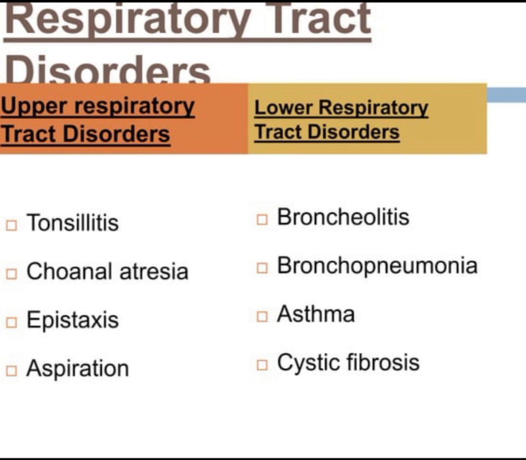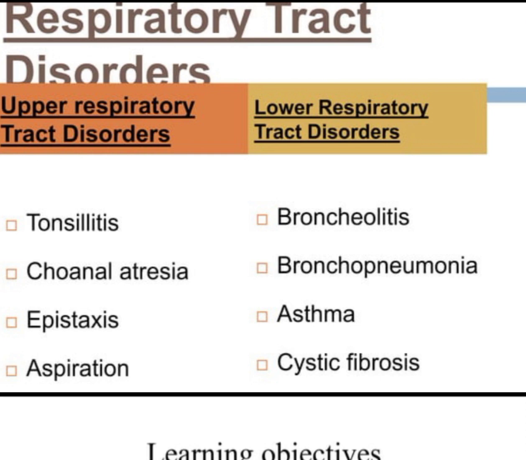Next, what are the common respiratory tract disorders of the childhood period? Upper respiratory tract disorders and lower respiratory tract disorders. Under upper respiratory tract disorders: tonsillitis, choanal atresia, epistaxis, aspiration. Then lower respiratory tract disorders: bronchiolitis, bronchitis, bronchopneumonia, asthma, cystic fibrosis. These are the common respiratory disorders in the childhood period.